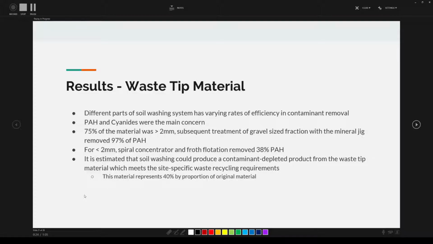We saw that 75% of this material was less than 2 millimeters, and subsequent treatment of the gravel size fraction with the mineral jig removed 97% of the PAHs. Additionally, for the sand size particles, which are less than 2 millimeters, the spiral concentrator and froth flotation removed 38% of the PAHs, and it was estimated that the soil washing could produce a contaminant-depleted product from the waste material, which meets the site-specific waste recycling requirements. This material represents 40% by proportion of the total organic material.